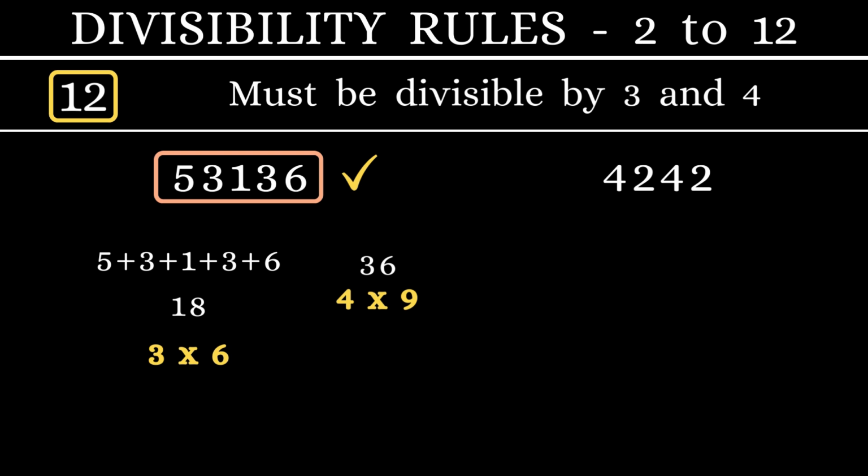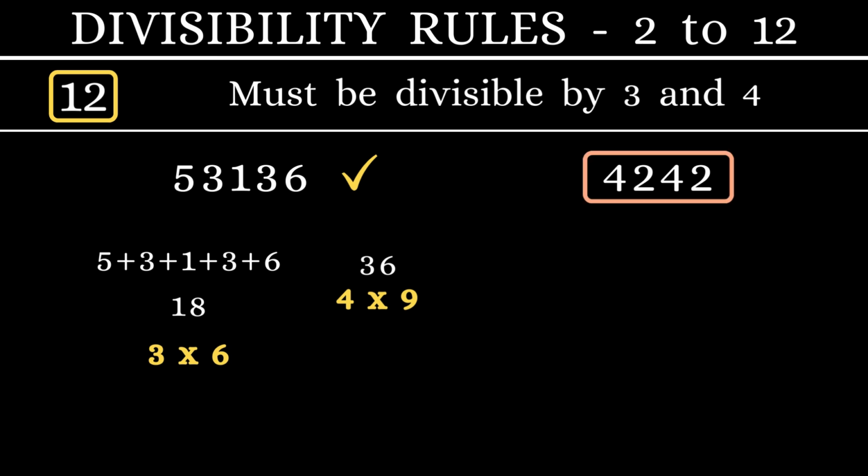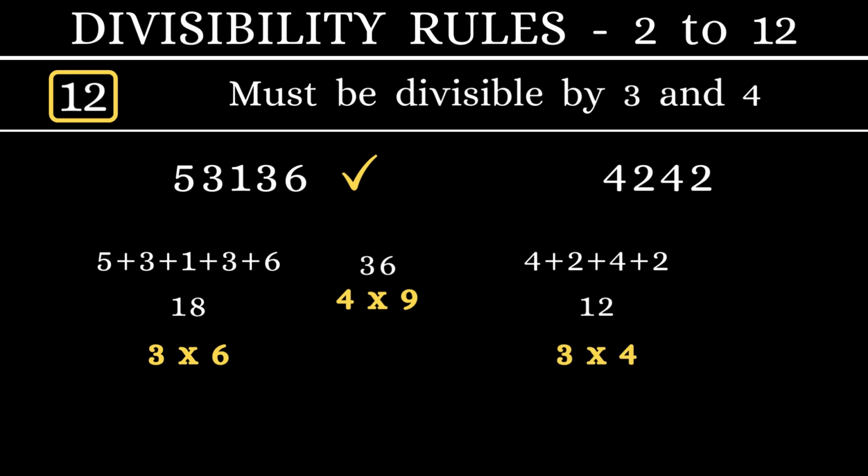Next example, 4,242. First, let's check divisibility by 3. Adding up the digits, we get 12. So the number is divisible by 3.